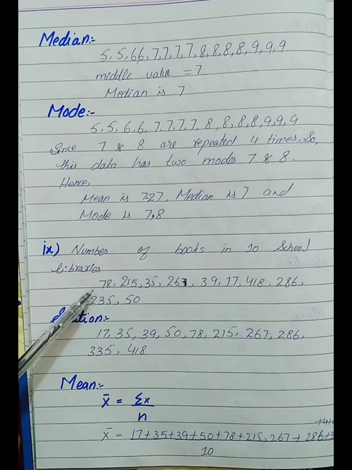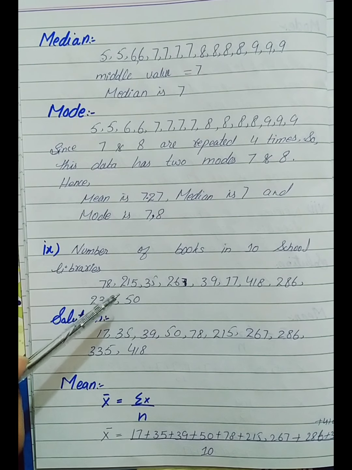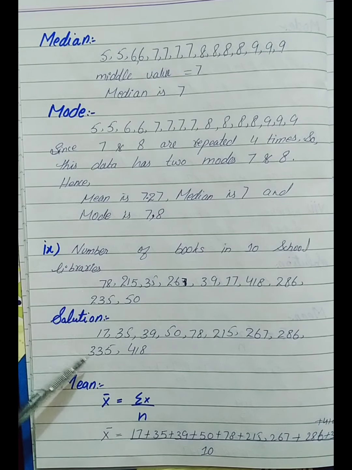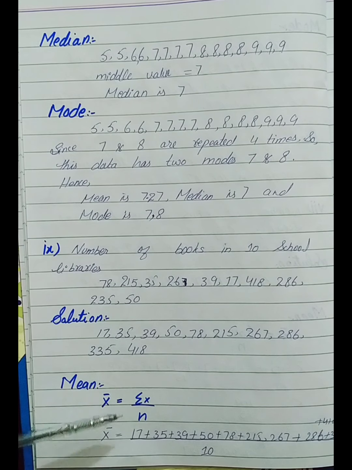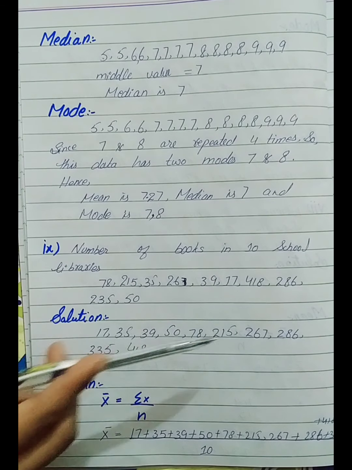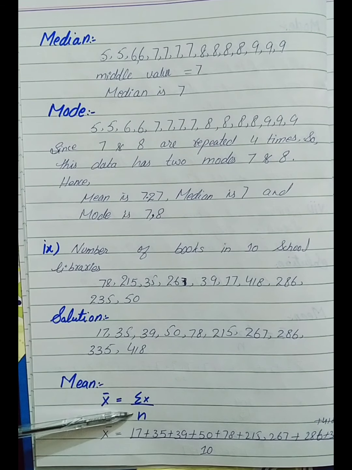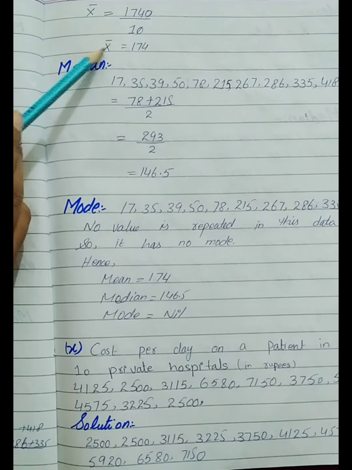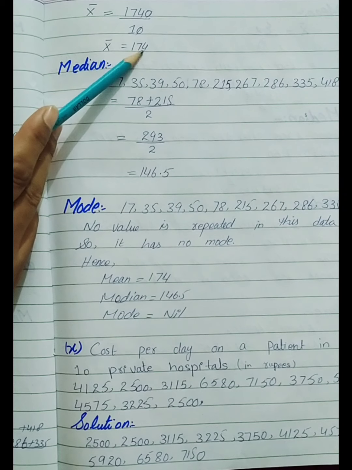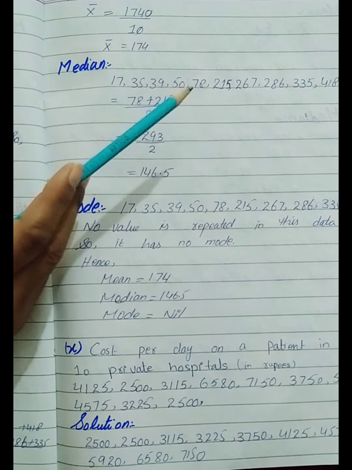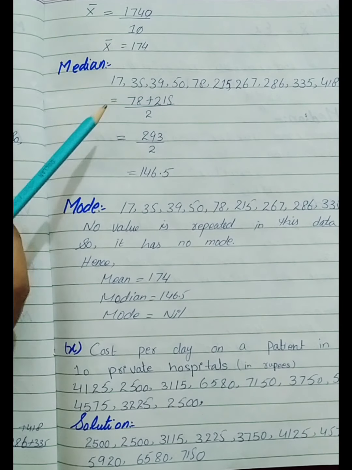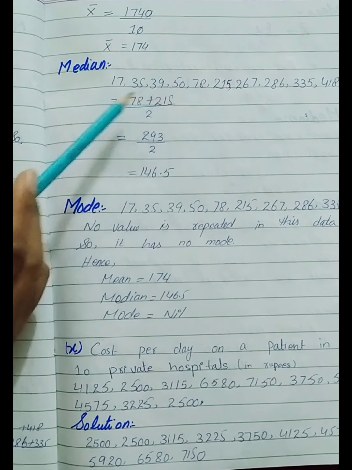Next question we have 78, 215, 35 and so on. Firstly we arrange the values in ascending order and then we sum up all the values and divide by the number of values, which is 10. So we get mean which is 174. Next we find median. Firstly we arrange data in ascending order. We have 10 values.